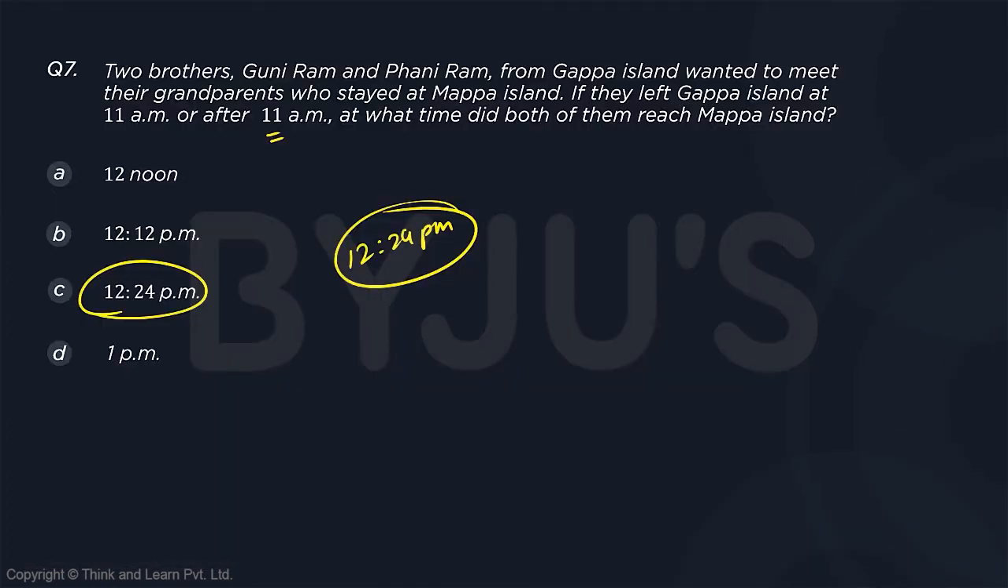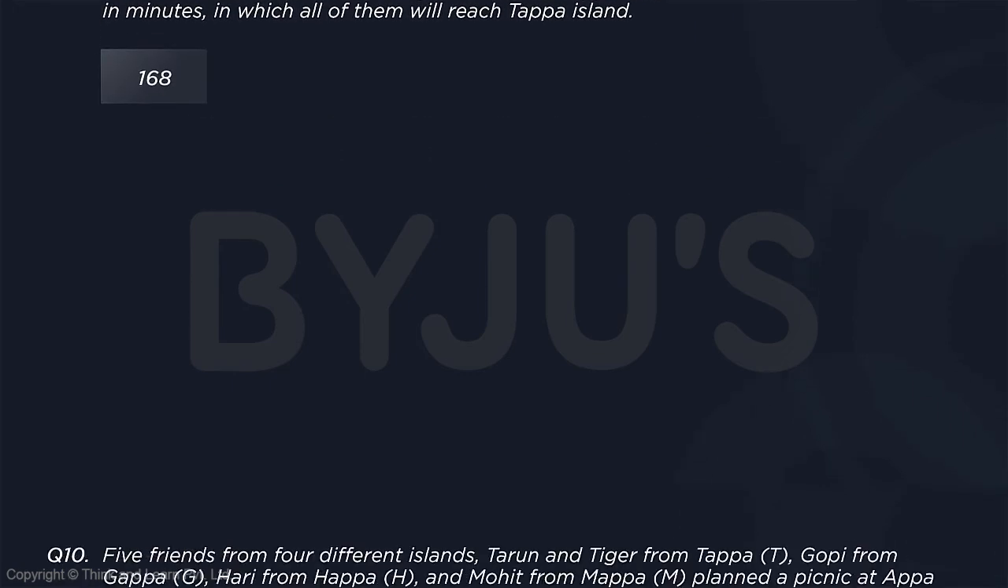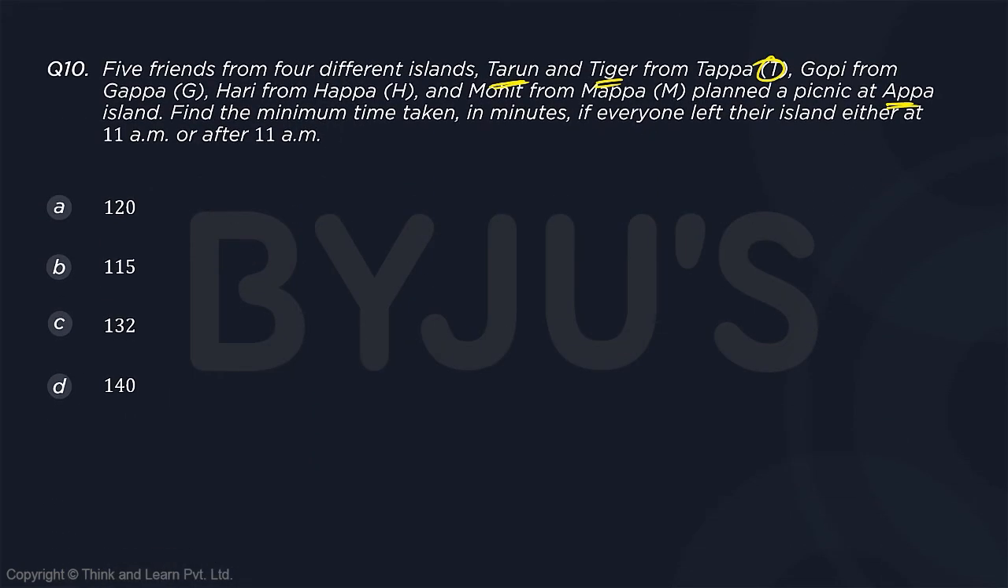The question says: if everybody left their island at 11 am, 5 friends, Tarun, Gopi, Hari and M, TGHM plan to picnic, find the minimum time taken in minutes. So the minimum time taken in minutes we've just seen is 2 hours. 2 hours is 120. That's your option. Okay, so that's done.